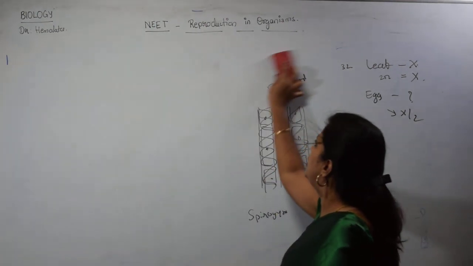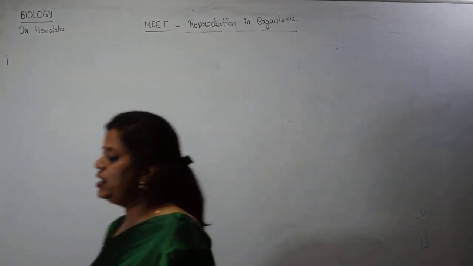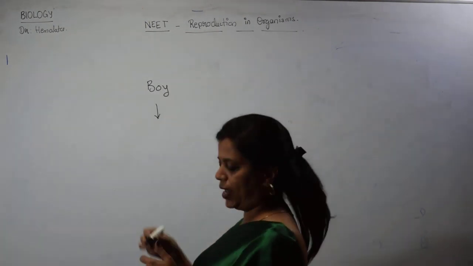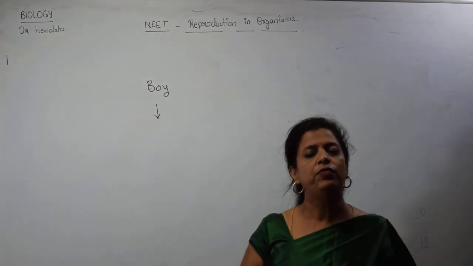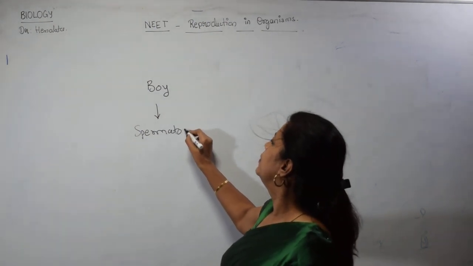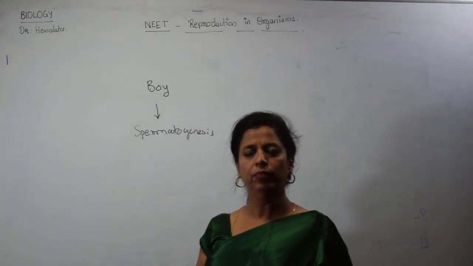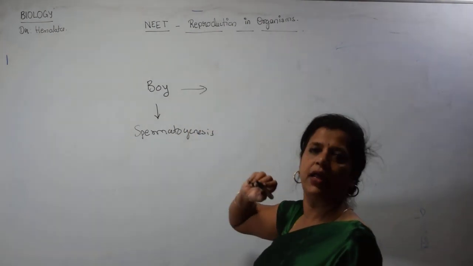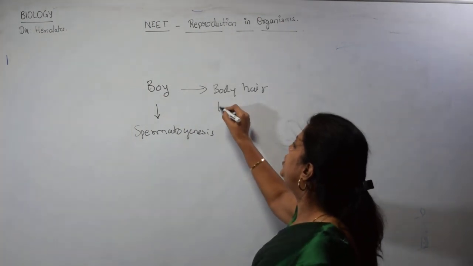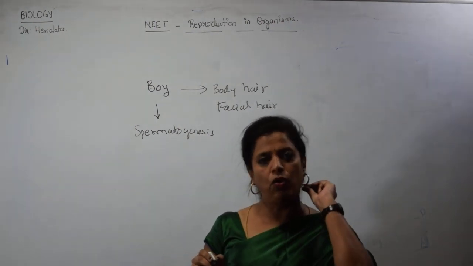Again, let me remind you what we have done in reproduction in human beings. Whenever there is sexual maturity in humans, the boy will develop what characters? They are called the secondary sexual characters. First, they will start undergoing spermatogenesis, the fertile thing produced by androgen. Apart from that, he develops body hairs, facial hairs like mustache and beard, and cracking of voice, not compulsory.